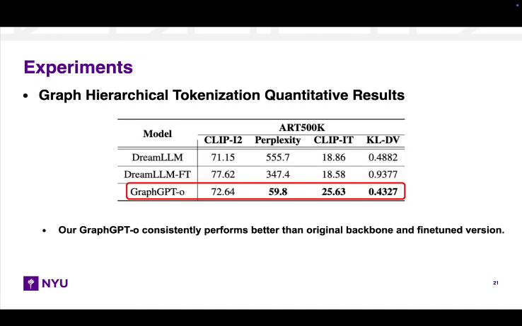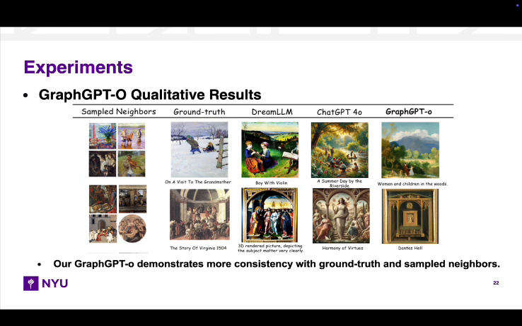And for the quantitative results for the graph hierarchical tokenization, our GraphGPT-o consistently performs better than the original backbone like DreamLLM and the fine-tuned version in terms of perplexity, CLIP-IT, and KL divergence. And here are some qualitative results that compare with ChatGPT-4o, DreamLLM, and ground truth. Our GraphGPT-o model demonstrates more consistency with the ground truth and sampled neighbors in terms of the style, the genre, and the characters.